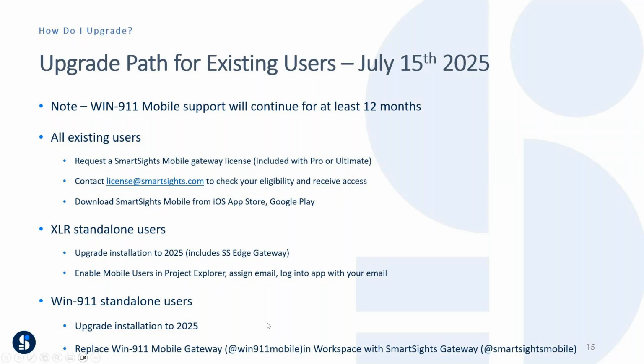For Win911 users, it's very similar. You upgrade your installation to 2025. After receiving your gateway license, you go into your workspace where you used to have your Win911 mobile gateway, and you replace your profile that ends in at win911mobile.com with one that ends in at smartsitesmobile.com. So again, very simple.